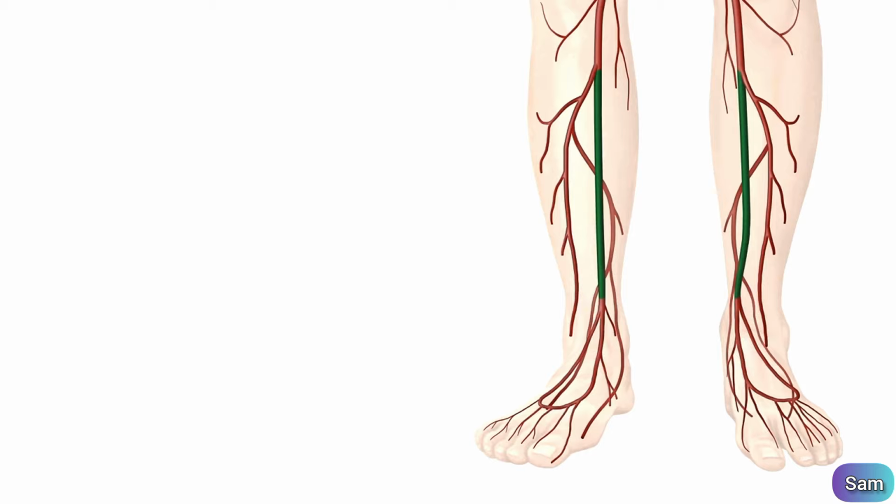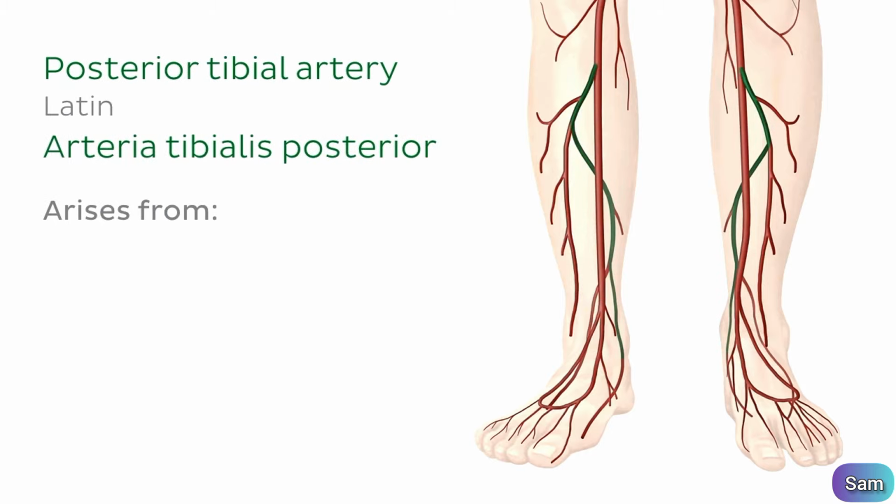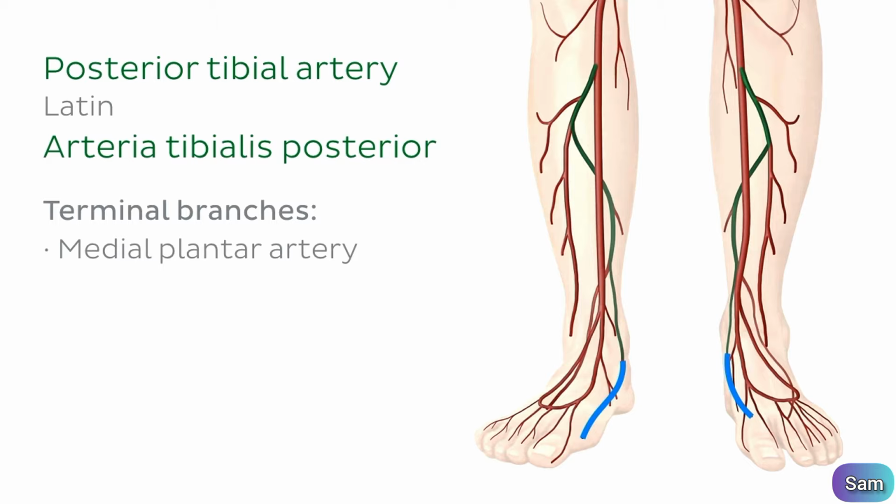The posterior tibial artery arises from the popliteal artery just here and passes into the flexor compartment, that is the posterior part of the lower leg. As you can see, it courses behind the medial malleolus, or the inner ankle, giving off numerous branches along its course, and divides into two terminal branches after it passes behind the medial malleolus, which are the medial plantar artery and the lateral plantar artery.